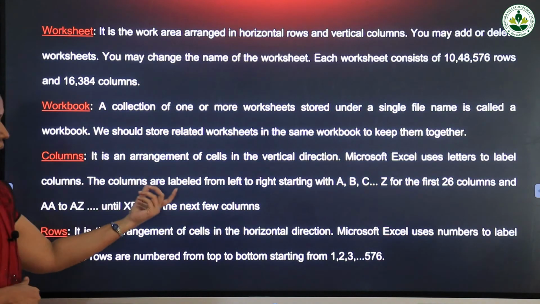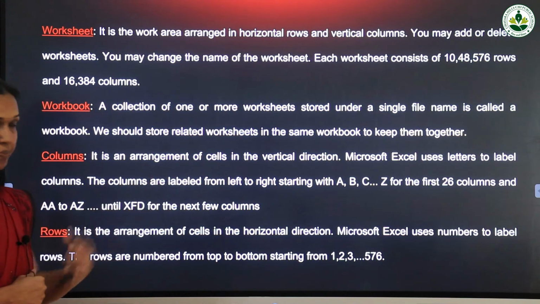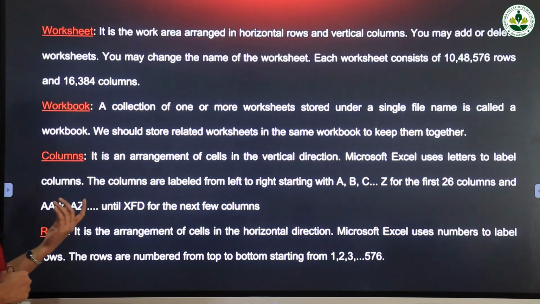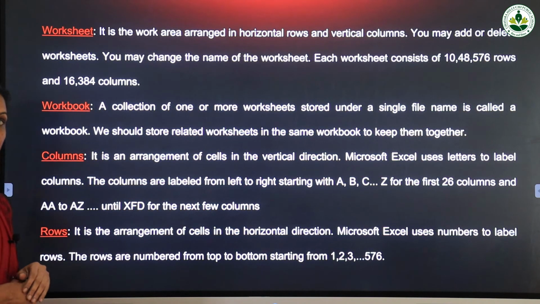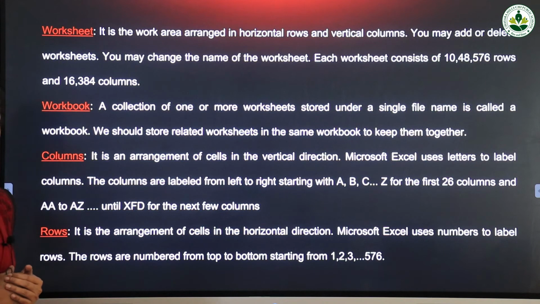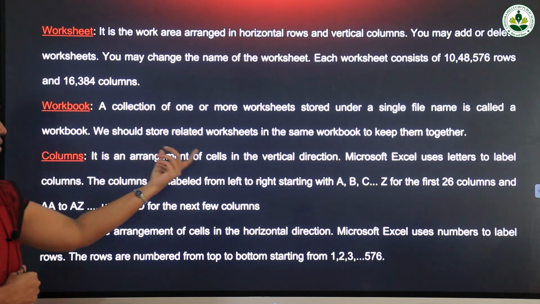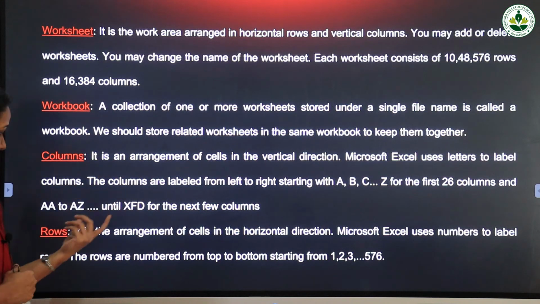The columns are labeled from left to right, starting with A to Z for the first 26 columns, and AA to AZ and so on until XFD for the next few columns. So there are 16,384 columns, and for all these columns we are using letters to name them.